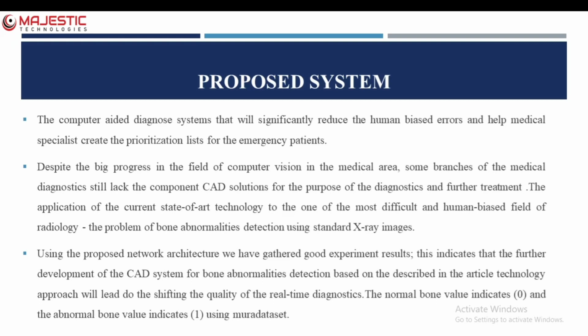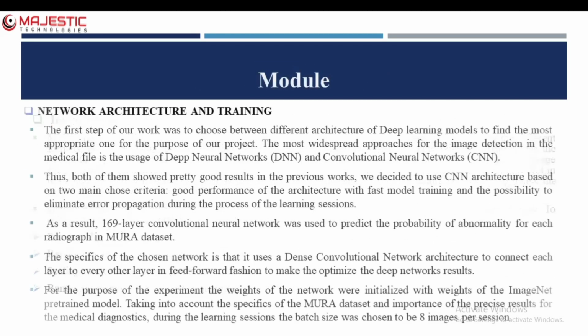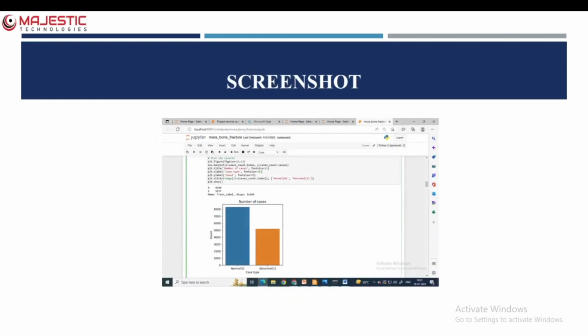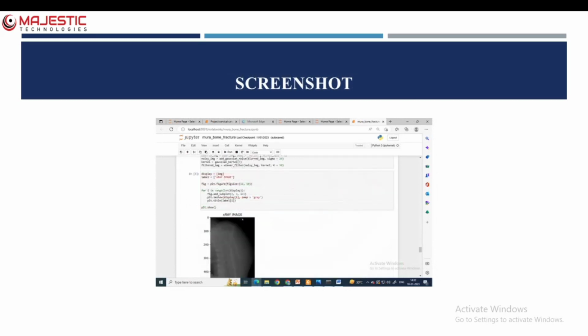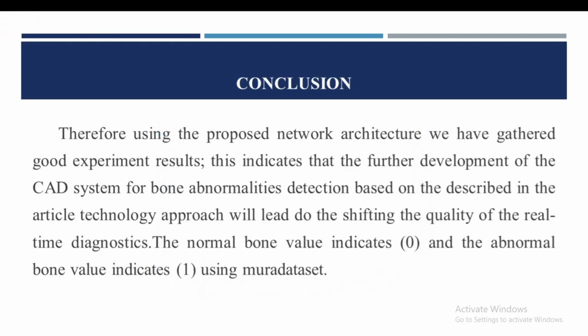The models are image preprocessing, network architecture and training. The block diagram has the processing techniques to detect the output. Some screenshots are shown. Therefore, the normal bone value indicates 0 and the abnormal bone value indicates 1 using the MURA dataset.